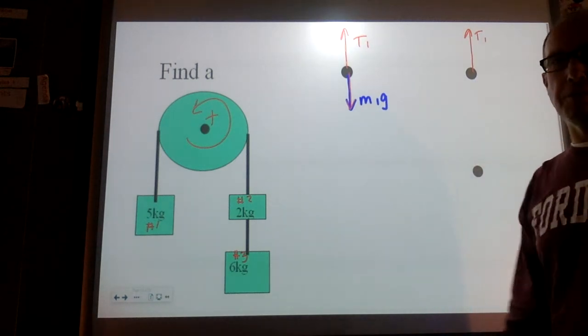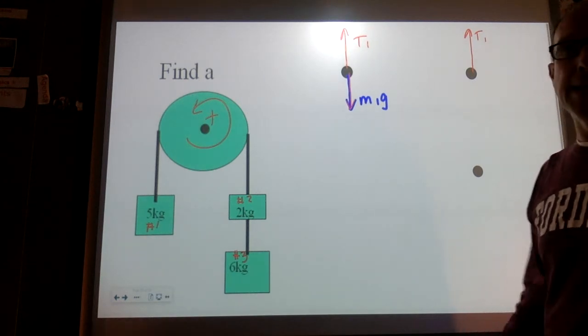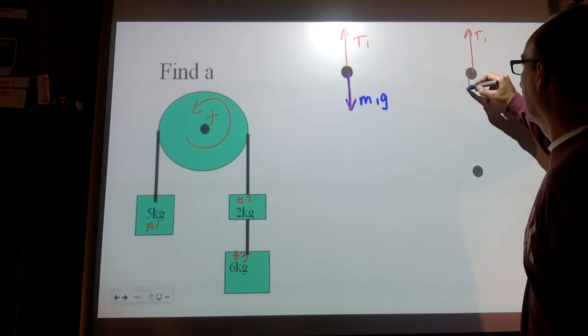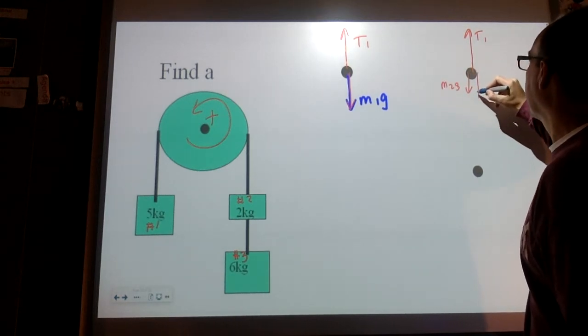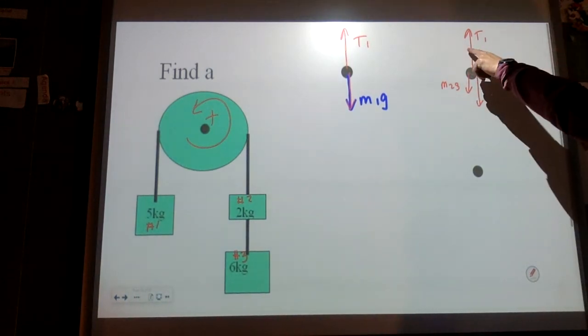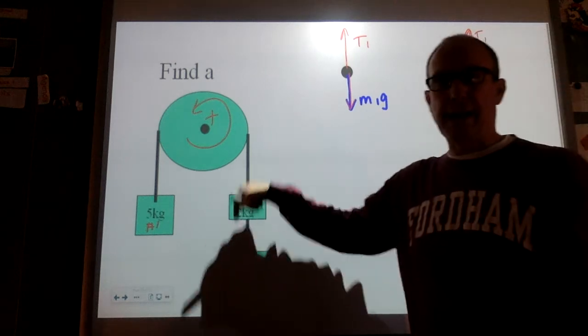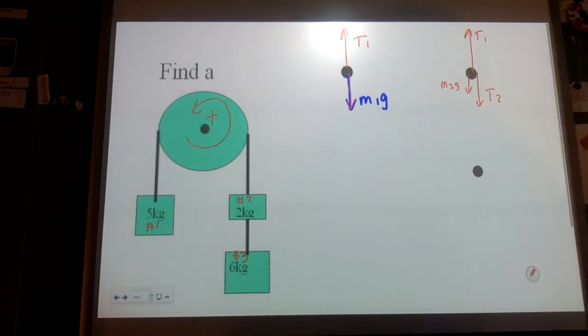And I think I've mentioned this before. I don't like the dots when you have forces parallel. You can't put them end to end. They have to be side by side. So this needs to be M2G and T2. And these two together should be longer than that one because the net thing that's going to happen is I'm going to have clockwise acceleration.